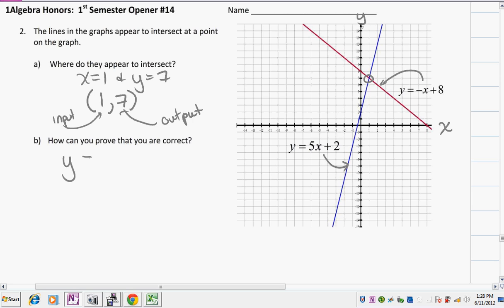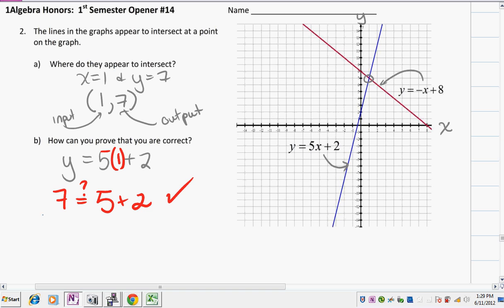For y equals 5x plus 2, when I put in 1 for x, do I get 7 out for y? Is that a true equality? Well, 5 times 1 is 5, plus 2. Is 5 plus 2 equal to 7? Yes, it is. So it's definitely a point on the blue line: when x is 1, y is 7.